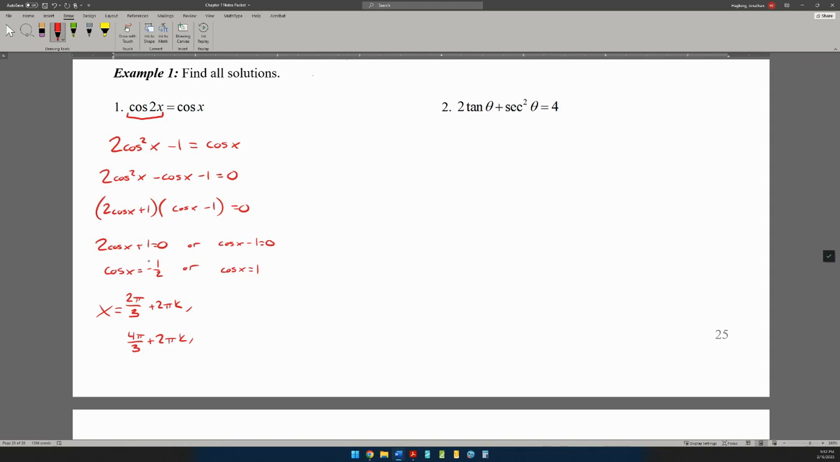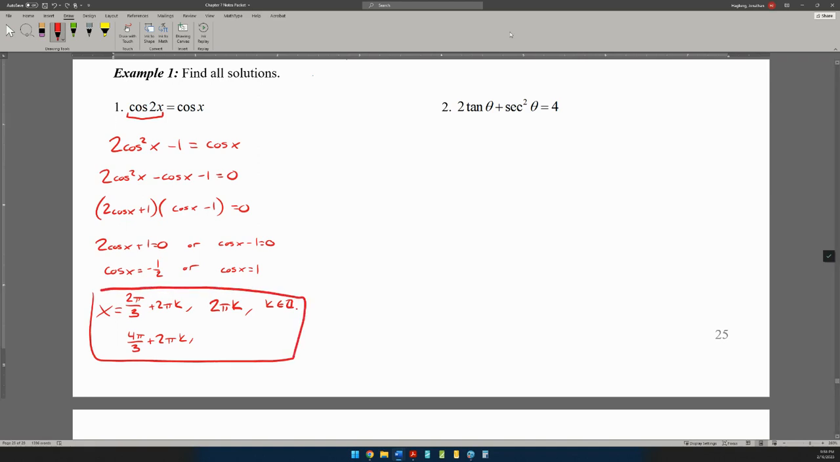We also have to consider, where is cosine equal to 1? Well, that's going to be at 0, 2 pi, and every multiple of 2 pi. So we could say 0 plus 2 pi k, or just 2 pi k, okay? Where k is an integer. So this is our solution here.